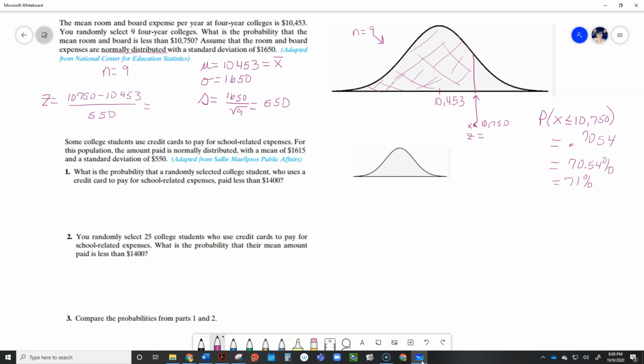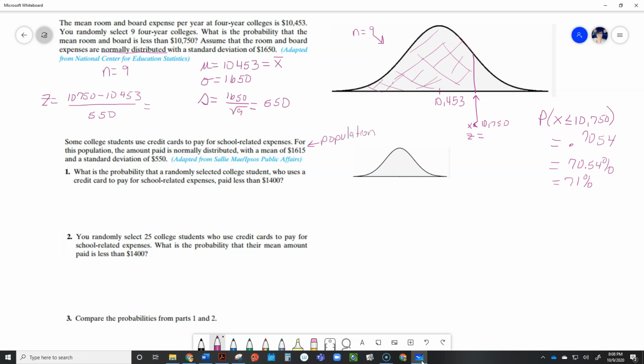Okay, so for this last one right here, some college students use credit cards to pay for school-related expenses. For this population, the amount paid is normally distributed with a mean of $1,650 and a standard deviation. Right here, we're talking about the population. All of this information is about the population.